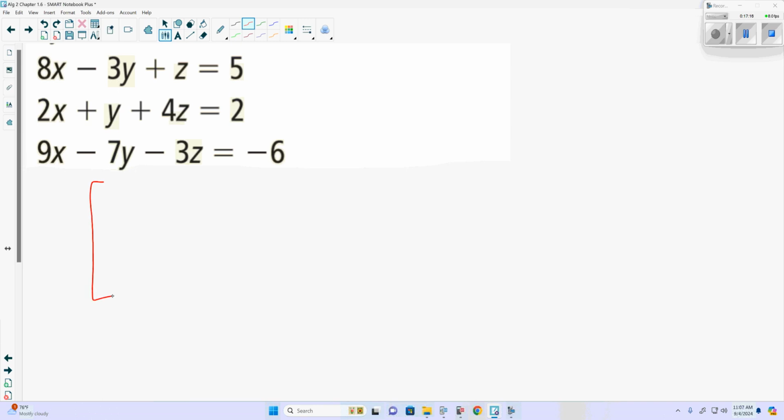So our first row, 8, negative 3, 1, 5. Our second row would be 2, 1, 4, 2. And lastly, 9, negative 7, negative 3, negative 6. And the dimensions will be 3 by 4. We're ready for the next one.